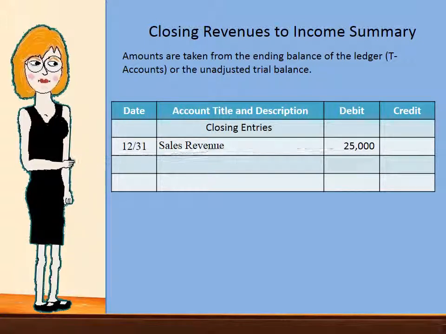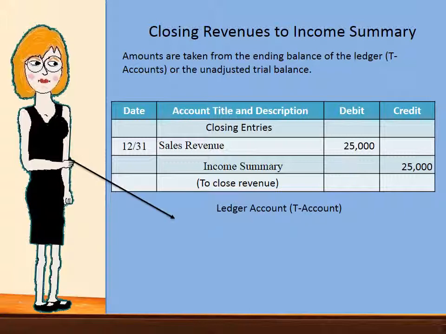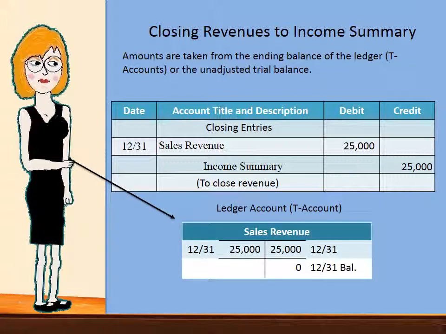In this case, $25,000. And we will credit income summary for the same amount, $25,000. Therefore, removing all the money out of that account. To close revenues is your description. The ledger account looks like this after it's been closed. Notice that it has a zero balance. Must have a zero balance after being closed.